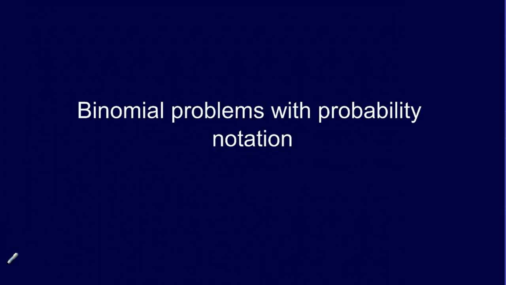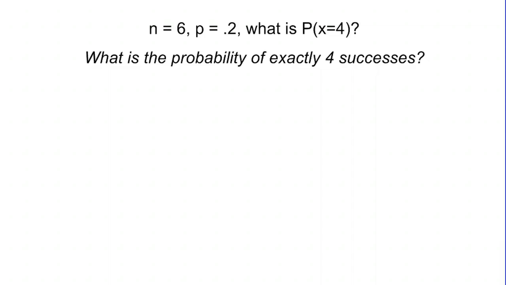Let's see if we can solve our basic plug and chug binomial problems using the probability notation that you're going to most often see. Here's a situation where n is 6, so there's 6 trials, p is 0.2, a probability of 20% on each trial that you're going to succeed, and you want to find P of x equals 4. What that means in English is: what is the probability of exactly 4 successes? So x equals 4 is exactly 4, and we're always looking for probability of success, our p here.